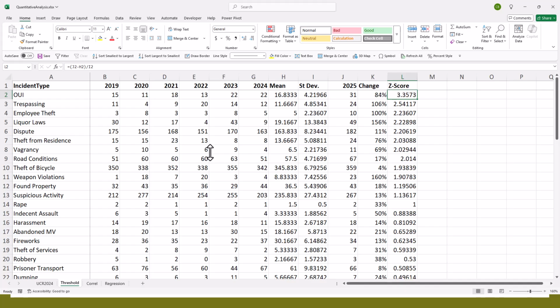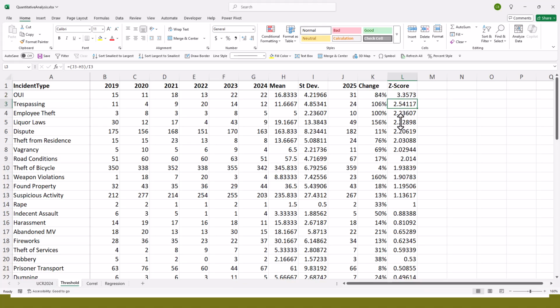So if I sort it in descending order, we see that OUI, operating under the influence, is way outside its normal range. It's got a mean of 17, a standard deviation of 4, and the number of 31 that we have in 2025 is 3.3 standard deviations above the mean. What happened? Why is it so high? Are a lot more people drunk driving? I mean, in real life, if I was interpreting this, that probably means that we did some sort of special extra enforcement for OUI. We made more arrests and therefore caught more people, and that's why the numbers are so high. Not so much there was more drunk driving, but I could be wrong.